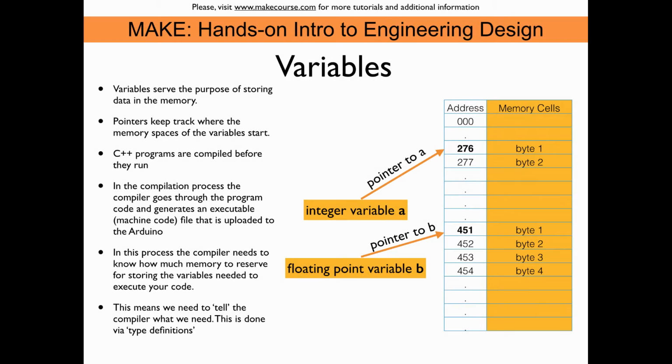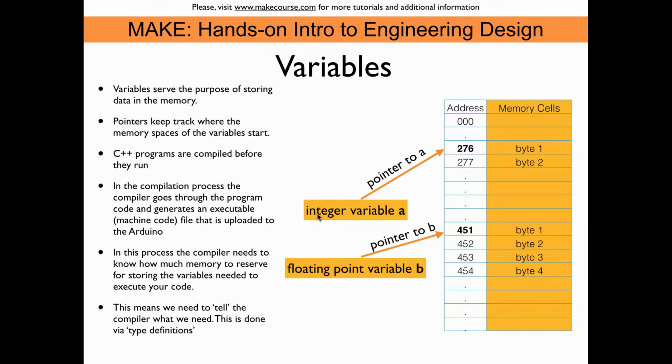In practical terms, this means that we need to tell the microcontroller how many variables and what type of variables we want to use for executing the program code. That is done with type definitions. And so in a type definition, we essentially create a message for the compiler that compiles your program before it can run on the Arduino, how many bytes we need to use for each variable.